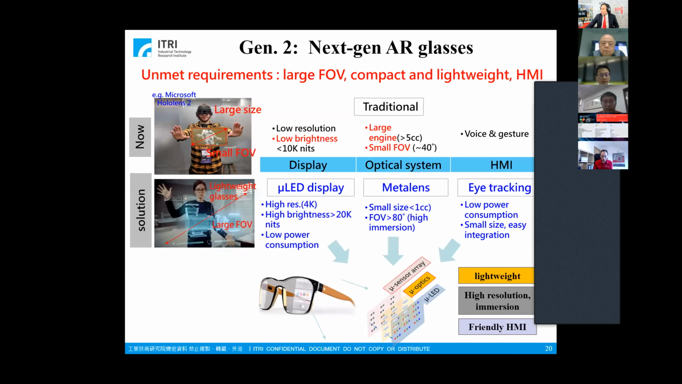Augmented reality is an interactive method to enhance your experience with your surrounding environment. AR/MR glasses could potentially replace a smartphone in the future. To achieve this unmet requirement, large FOV, compactness, lightweight, and friendly HMI need to be addressed. For a great MR micro display, high resolution and brightness with very low power is necessary. Meta lens optics plays an important role to shrink optical engine size and improve the display quality. Also, in addition to voice and gesture HMI, eye tracking will be a promising HMI for MR glasses, providing a more friendly interactive way.